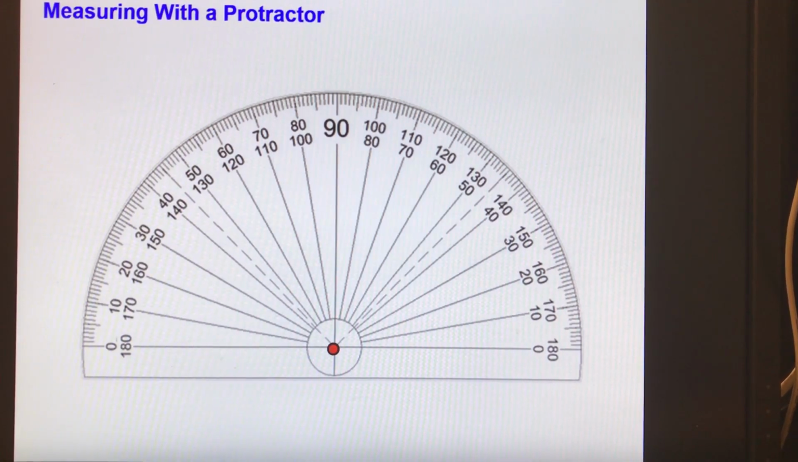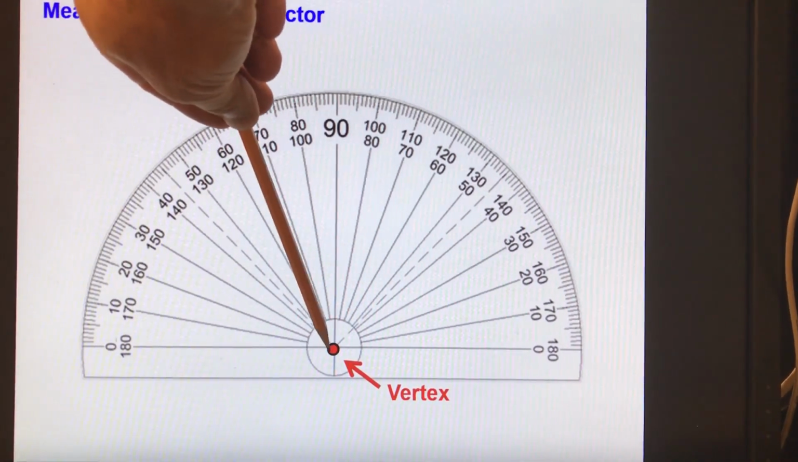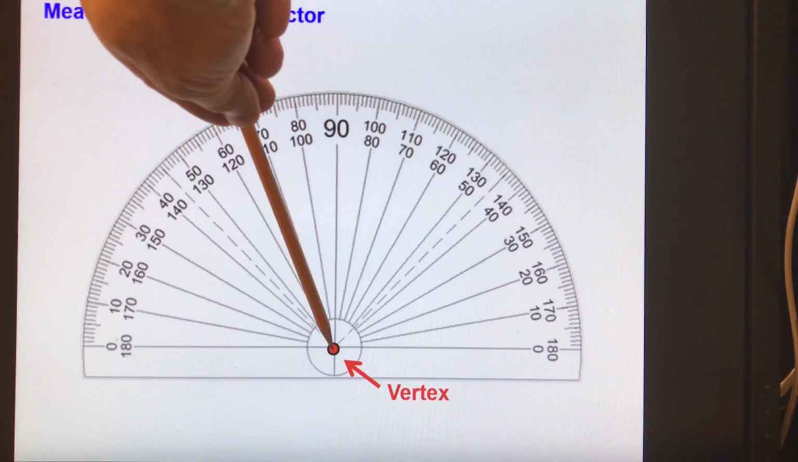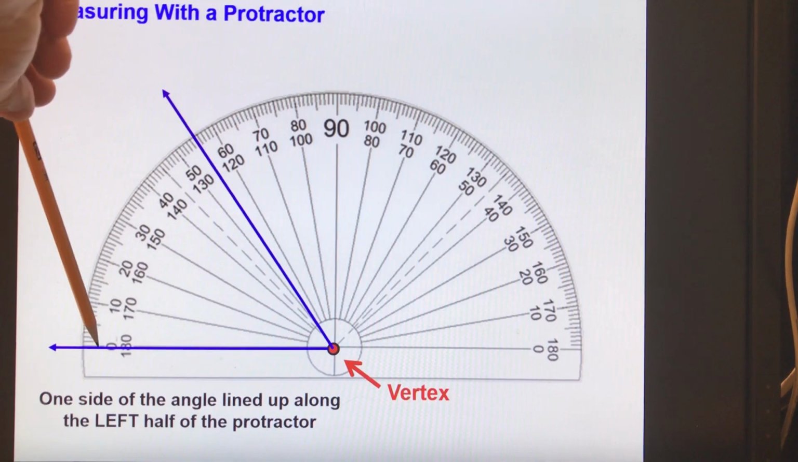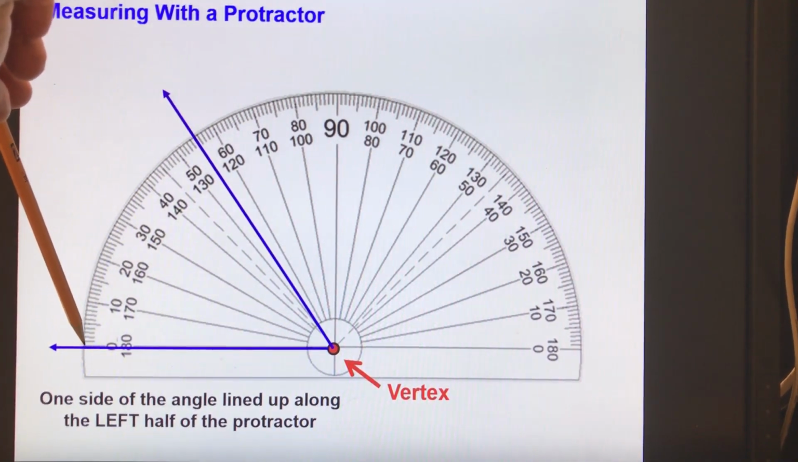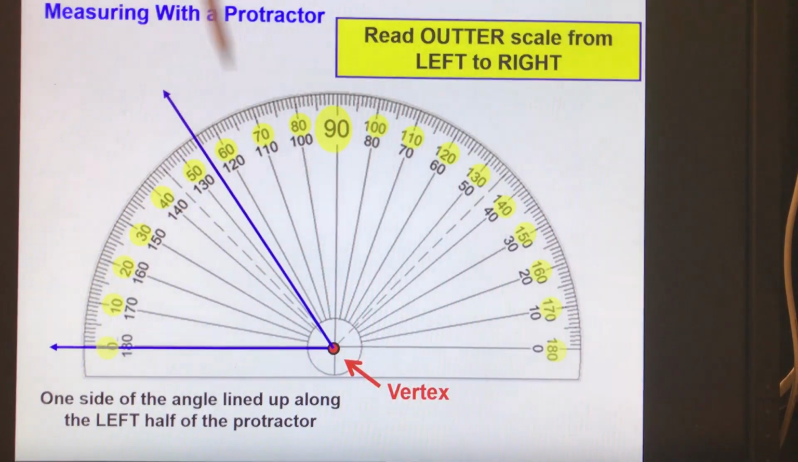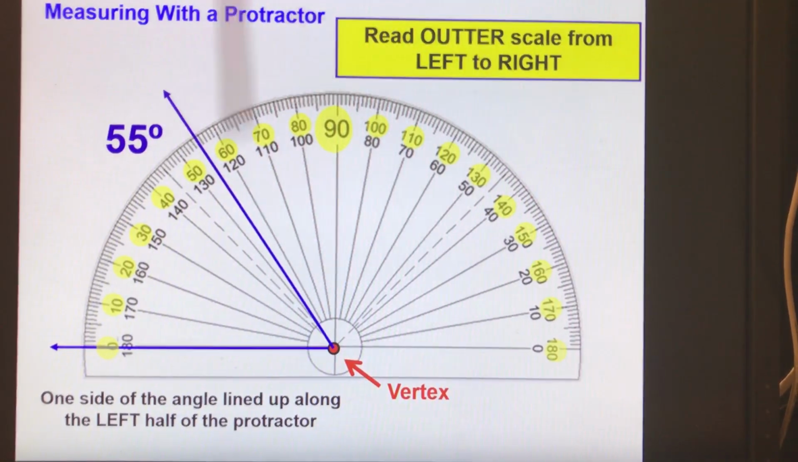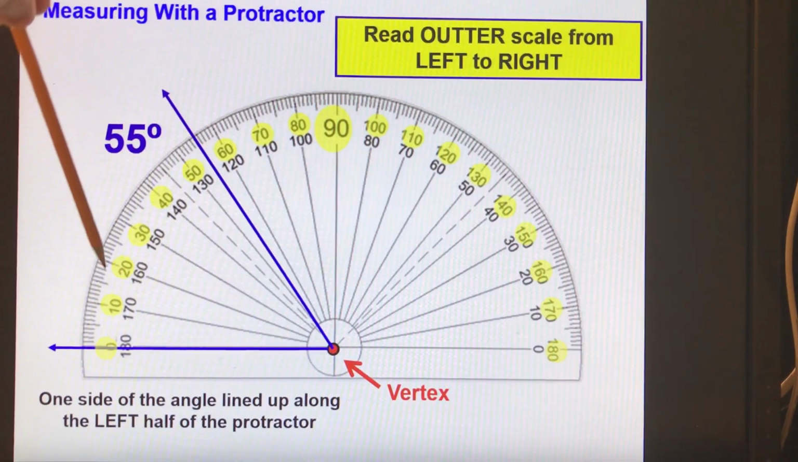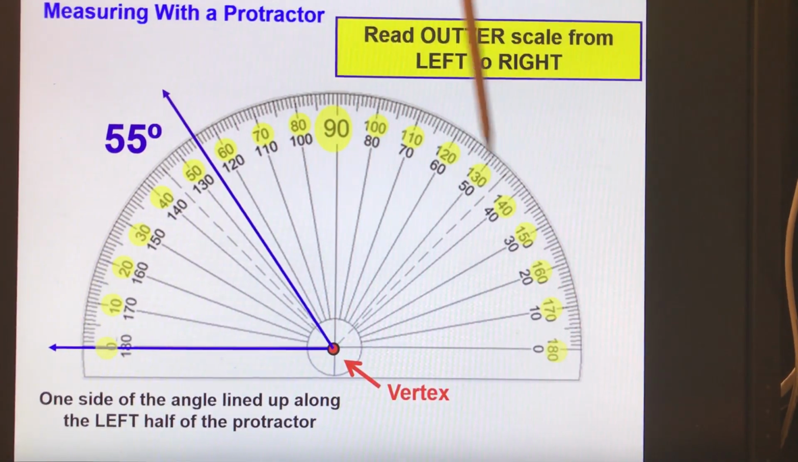Okay. When you are measuring with the protractor, make sure you put the vertex in the center of the protractor. You want to line this side up with one side of the angle and have it line up with the 0 on this side. Now, when you're reading the protractor on this side, you want to read the outer scale from left to right. Notice it's going from 0 to 90 to 180 on the outside.